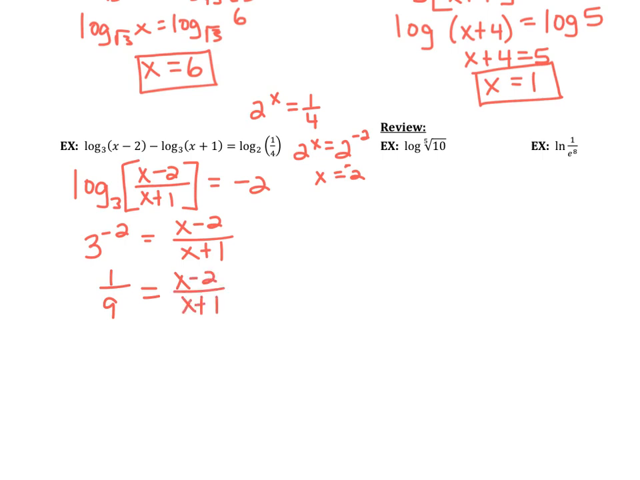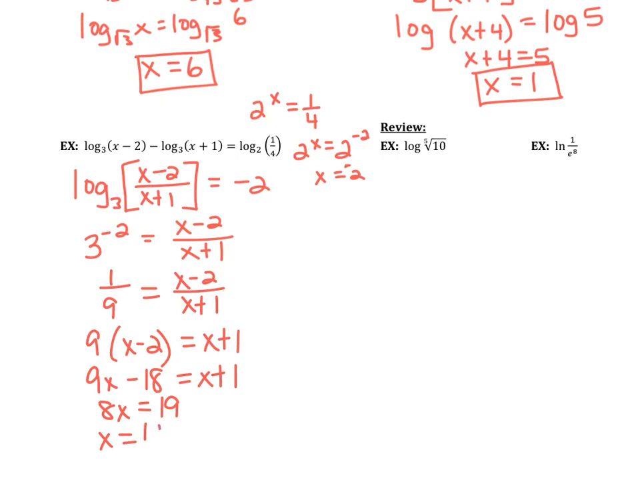And then if I cross multiply and solve, 9 times the quantity x minus 2 is equal to x plus 1. If I distribute, get my variables on one side and my constants on the other, I'll get 8x is equal to 19. So x is equal to 19/8.